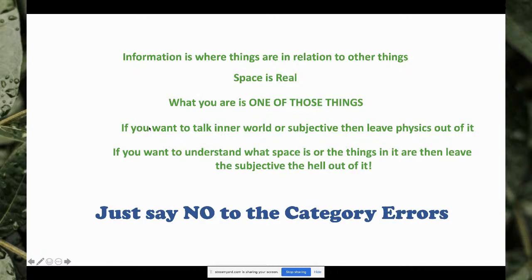We always have to try to step outside of ourselves. If you want to talk about the inner world of the subjective, then leave physics out of it. If you want to understand what space is, or the things in it, or biology, then you leave the subjective the hell out of it. So that's just saying no to category errors.